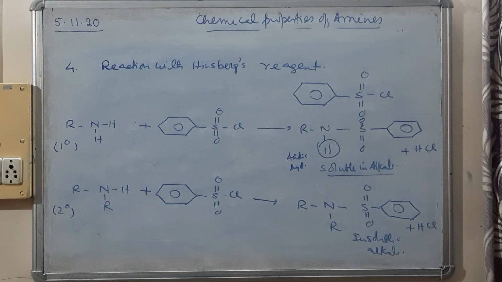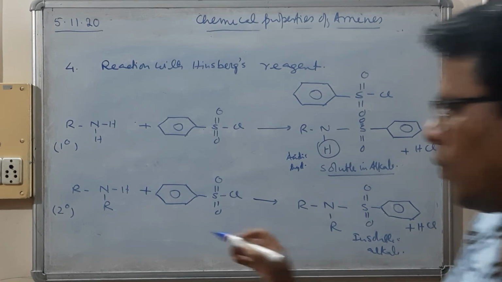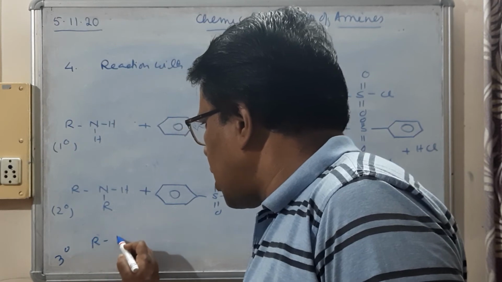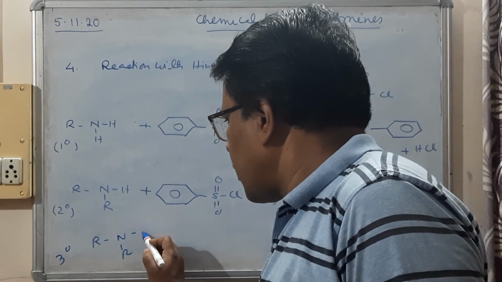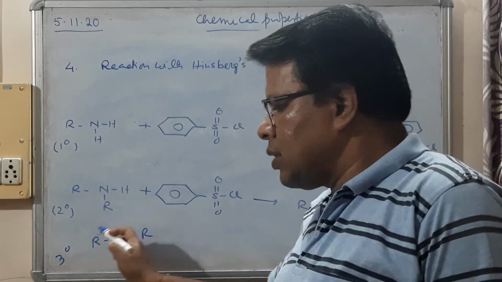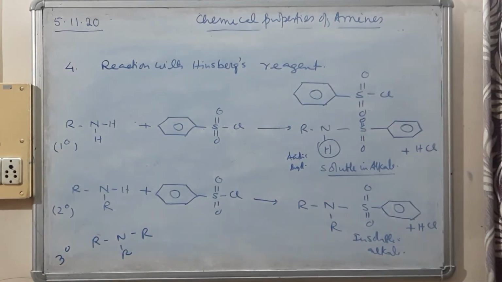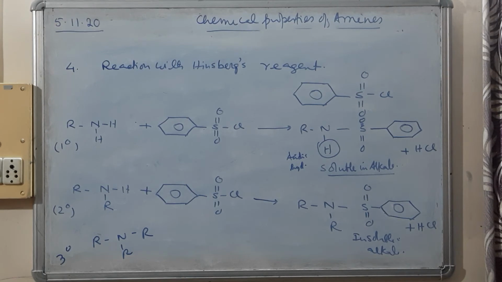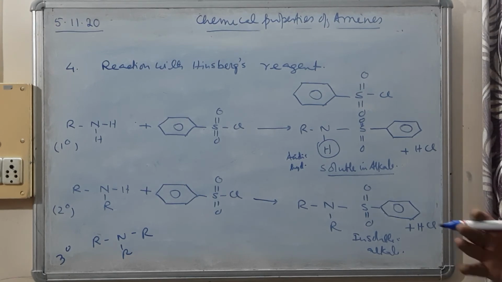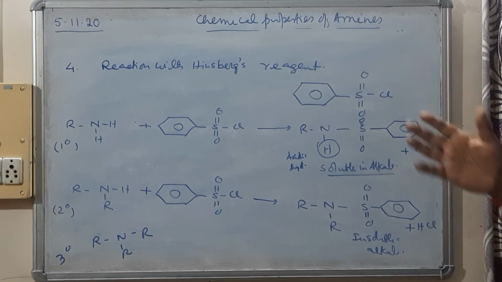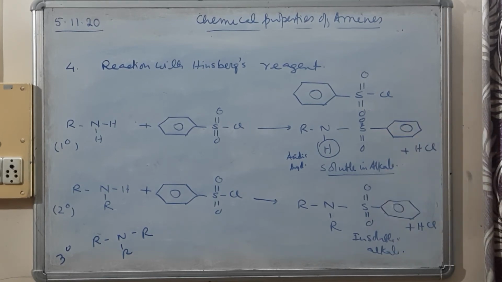And now what happens in case of 3 degree amine? In case of 3 degree amine, R, N, R, since there is no hydrogen attached, precipitate formation will not take place. So we have different observations with different degree amines, so this can be used to distinguish between 1 degree, 2 degree and 3 degree amines.